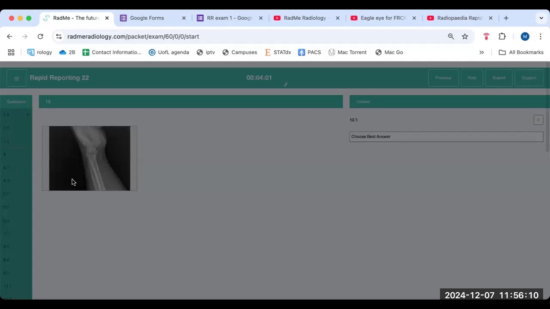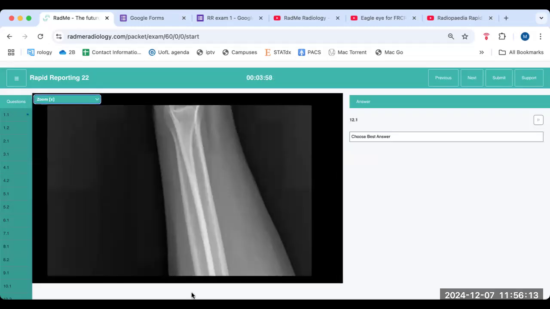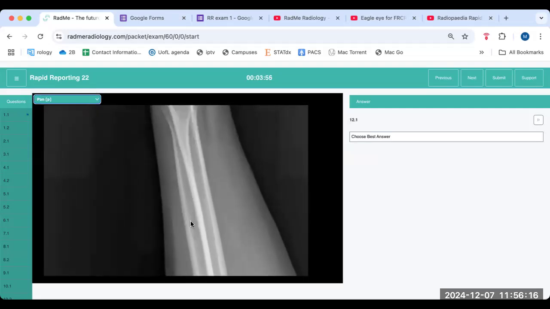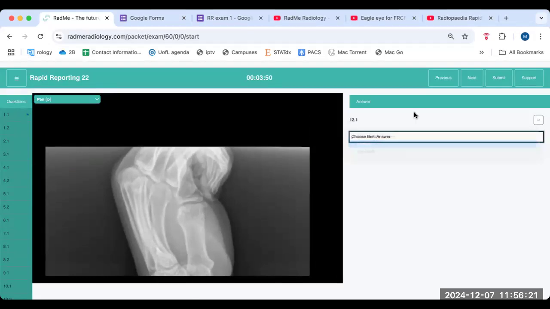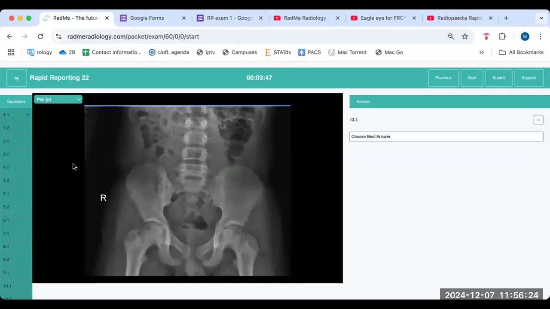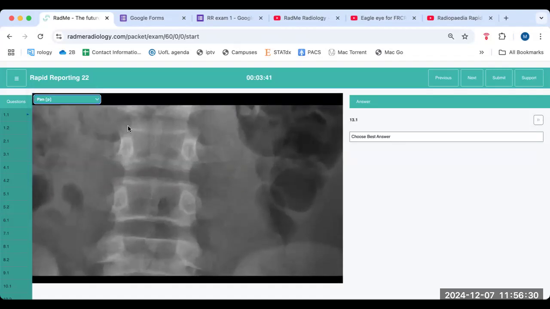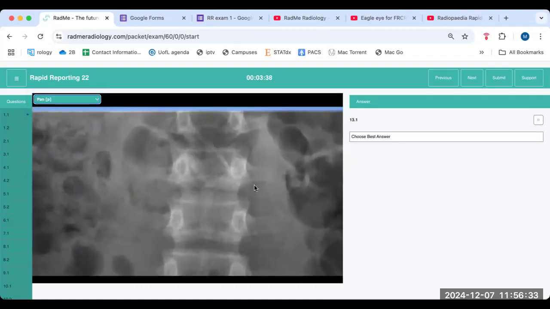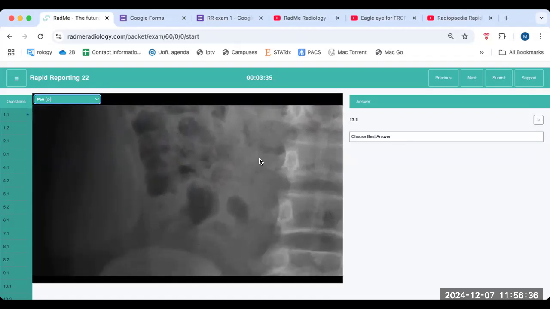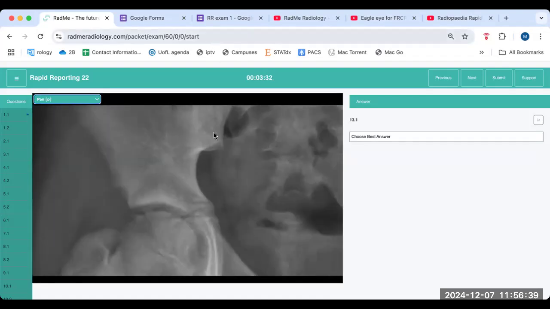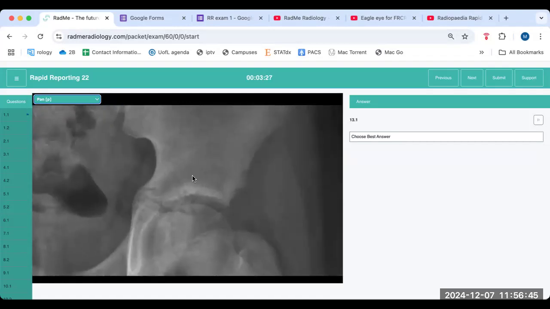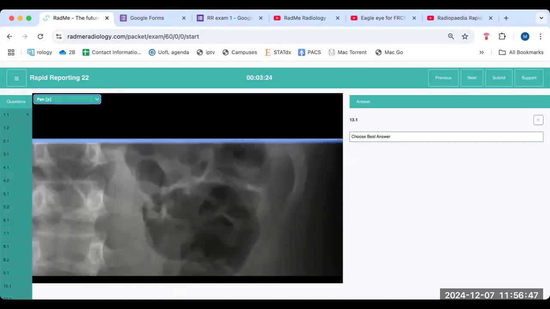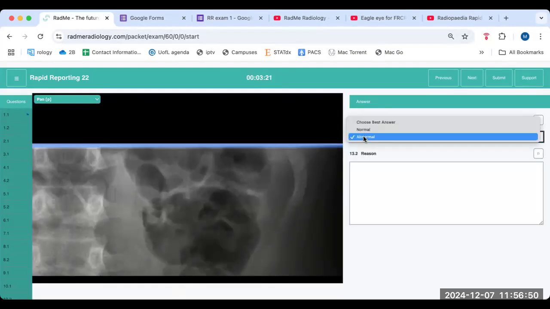This one, 12. This is the radius and ulna. There are no transverse fractures. There is nothing here, so I will put it normal. This one, let's make some zooming for the soft tissue calcifications. Sometimes they are masked by gases, but they could come in the exam. Okay, there is nothing in this side of the image. Let's check the other side of the image. So it is normal. Sorry.